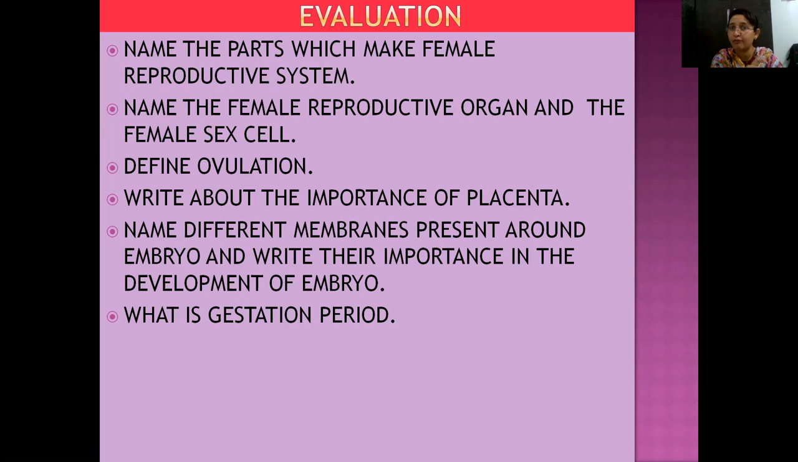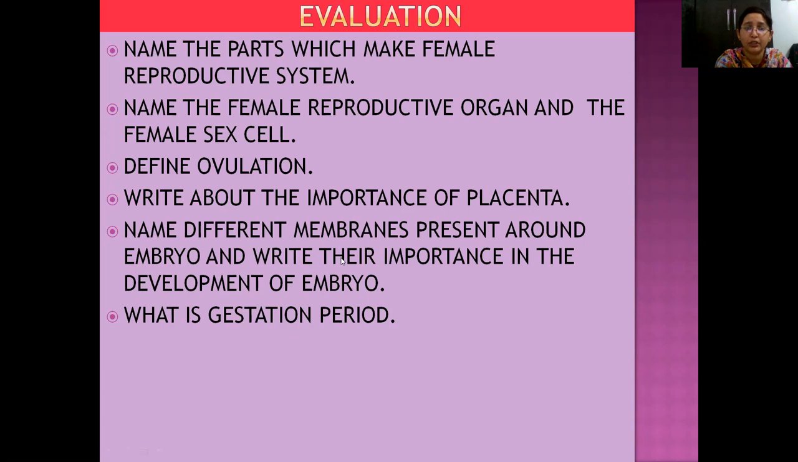It supplies the blood from mother to the fetus. This blood has dissolved oxygen and nutrients. So by the process of diffusion, it supplies the oxygen and nutrients and also collects the carbon dioxide and waste from the fetus. So it is a most important part for both the fetus as well as the mother. It helps in the growth of the fetus.